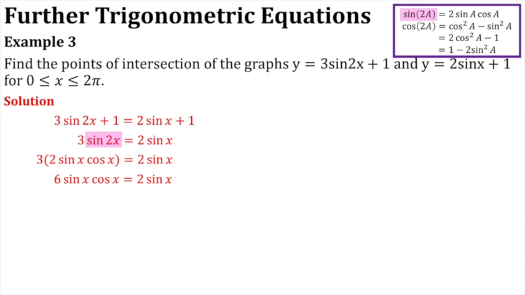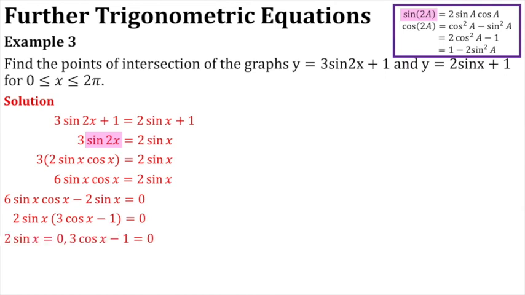Expanding the left-hand side, I've got 6 sine x cos x equals 2 sine x, and then I can subtract my 2 sine x from both sides of the equation so that everything is sitting on the left-hand side here. I can then take out a common factor of 2 sine x, and I've got 2 sine x bracket 3 cos x minus 1 equals 0. And using the null factor theorem, I know that 2 sine x is equal to 0 and 3 cos x minus 1 equals 0. That means that sine x is 0 and cos x is equal to 1/3.